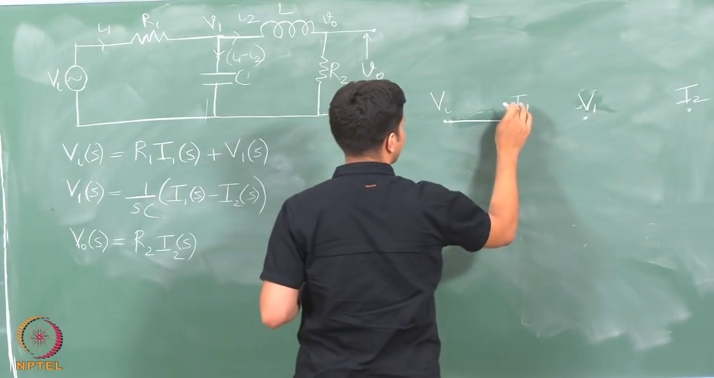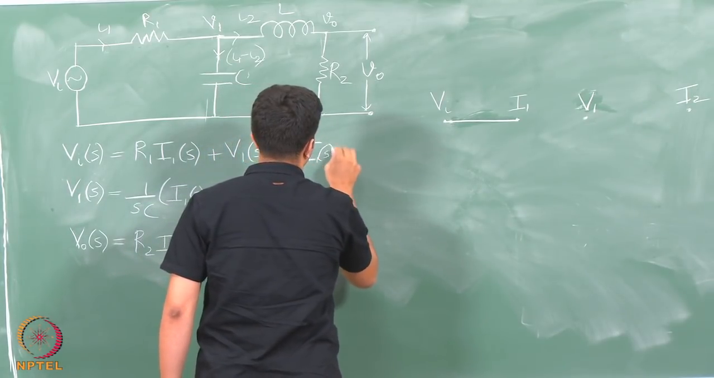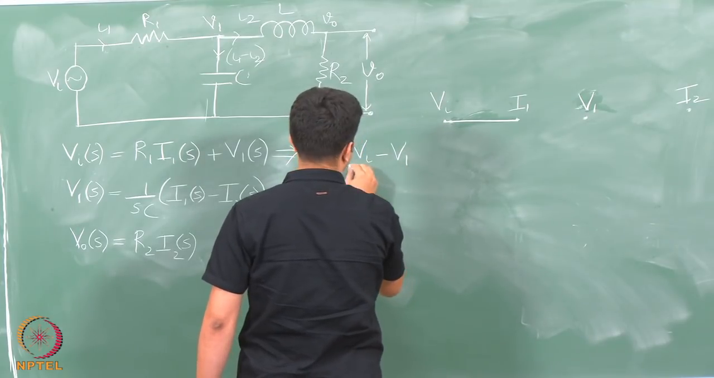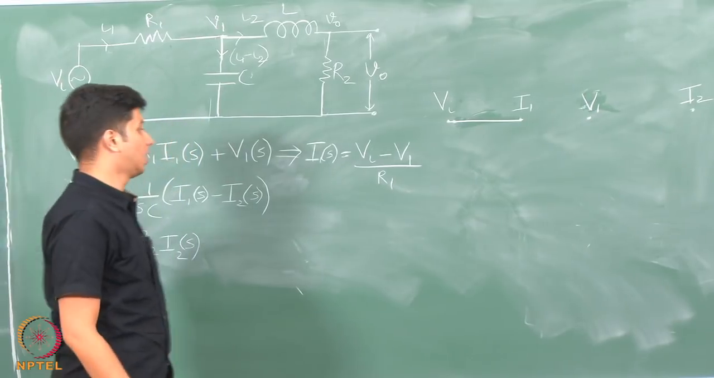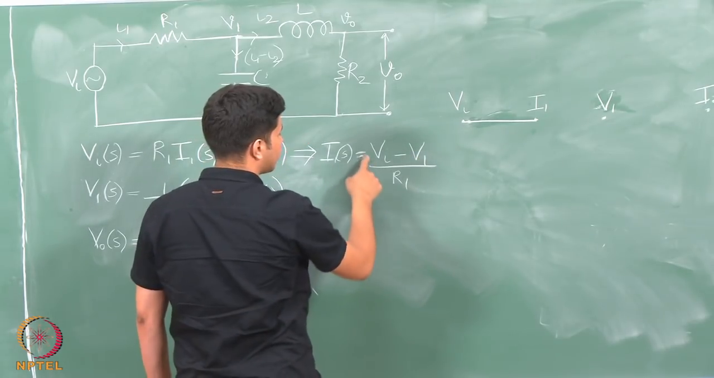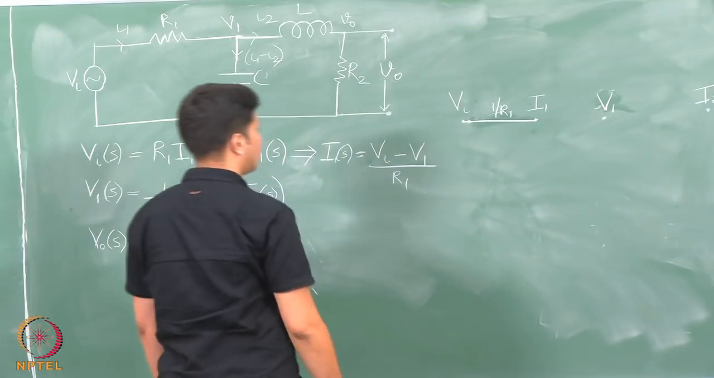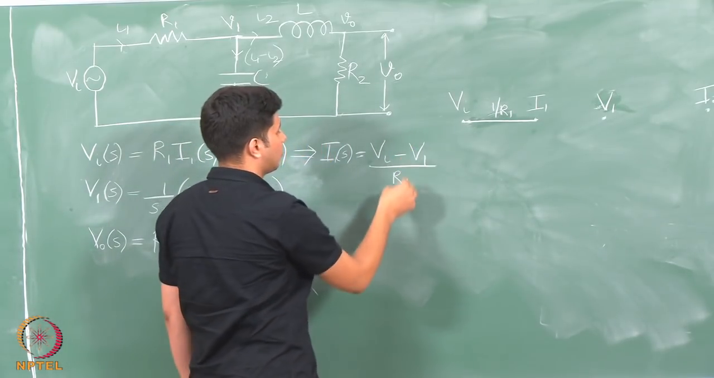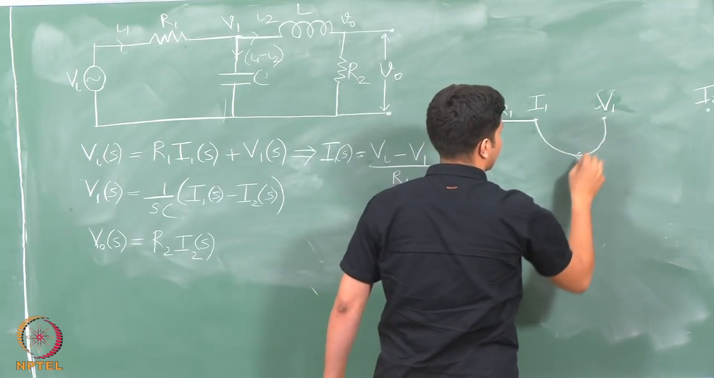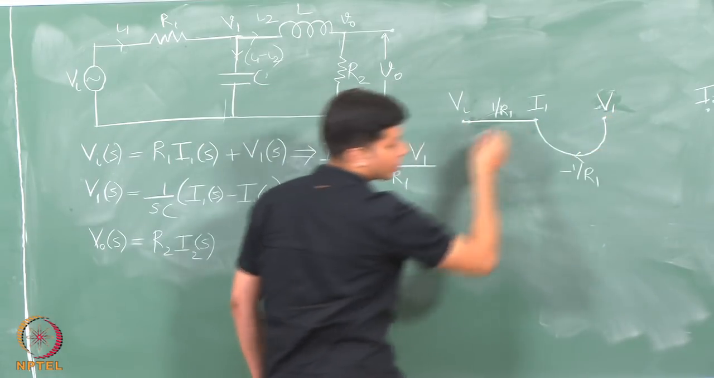Because I will be writing I1 in terms of VI, I need to reconvert this equation first. So what is I1 of S? It's nothing but VI minus V1 divided by R1, right? So my I1 is depending on VI and V1. So what is the factor with which it is depending on VI is 1 by R1. So my gain on this will be 1 by R1, and with a negative 1 by R1, it is depending on V1. So I will write it as feedback. Because this is appearing after I1, I will put it as a feedback.